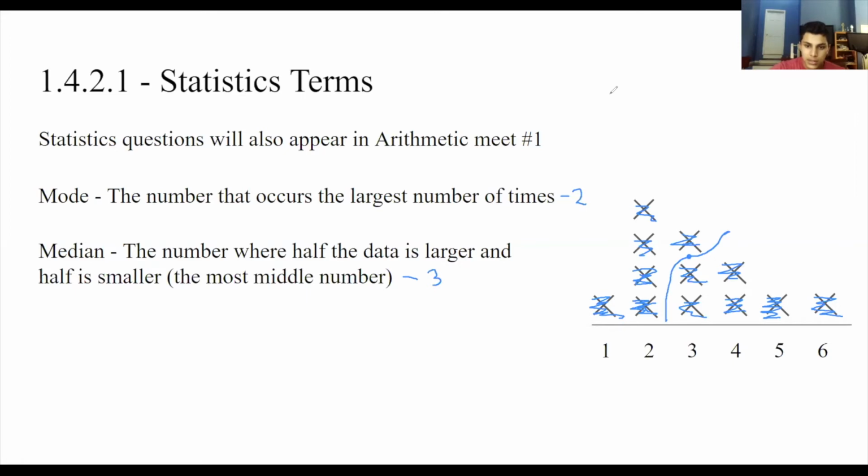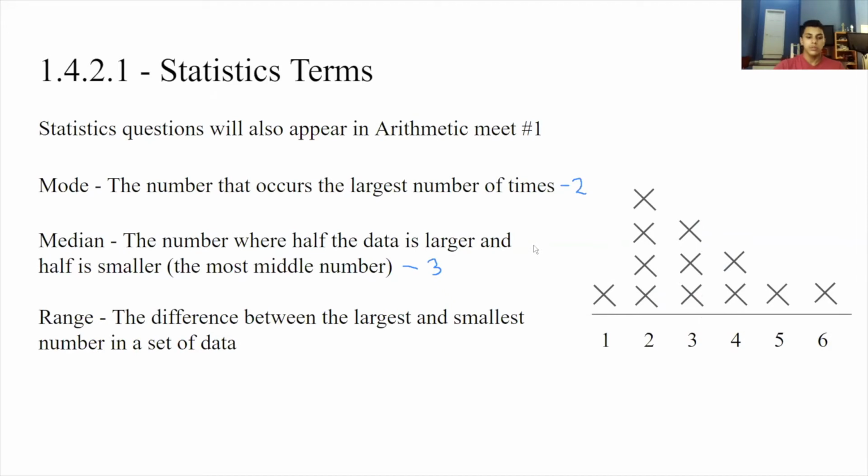And then I'm just going to clear everything that I did here. So, and then the last one that we have to learn, sorry, not last, second to last, is the range. So the range is not a measure of central tendency. The median is, but the range isn't. It's a measure of how large a set of data is, and is defined as the difference between the largest and smallest number in a set of data.